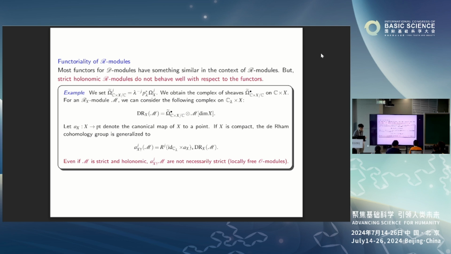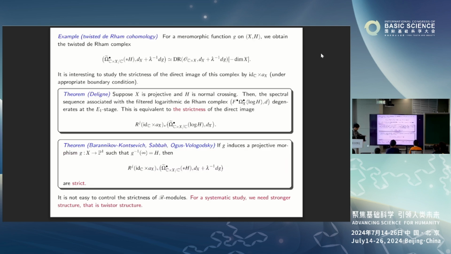And let me remark, this strictness is related with a very interesting issue in algebraic geometry. For a meromorphic function g on X, we can consider the twisted de Rham complex. This is the sheaf of exterior forms, and the differential is given by d_X plus lambda inverse dg. And it is interesting to study the strictness of the direct image of this complex by the projection of X times C to C under appropriate boundary conditions.